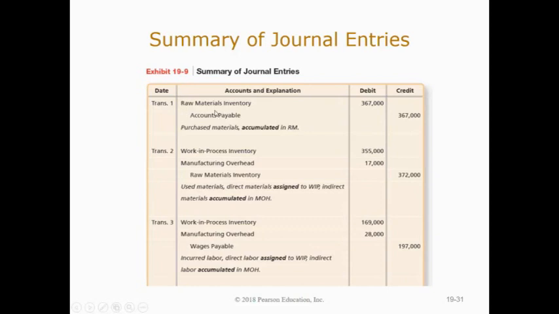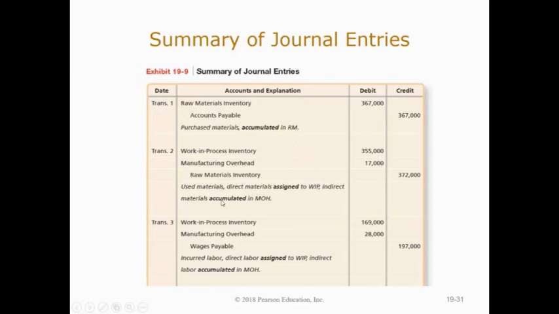The entry to purchase raw materials is always a debit to raw materials inventory and a credit to how you're paying for it. The entry to record the usage of materials during the period is always a debit to WIP inventory for the amount of direct traceable materials you used, a debit to manufacturing overhead for the amount of untraceable, indirect materials that you used, and a credit to raw materials inventory for the total amount that came out of your storage.